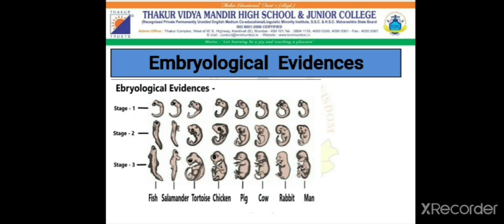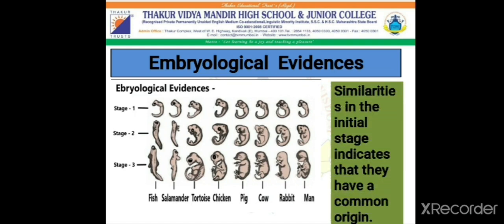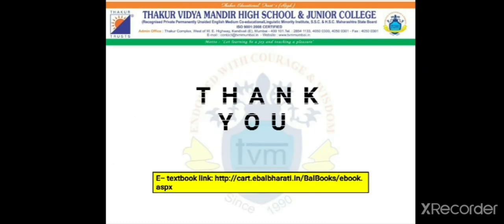In this picture, you can see there are three different stages shown. In the first stage, the similarities in the initial stage indicate that they have a common origin, because in the first stage, all the animal species show the same structure. So these are the examples which give us the proof for evolution.